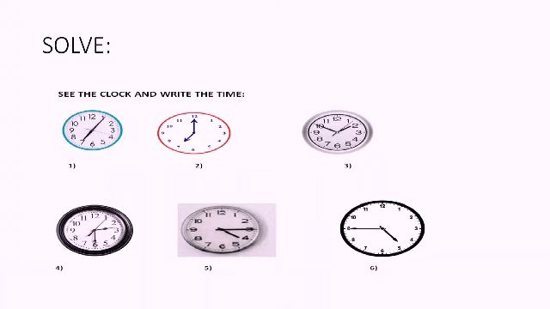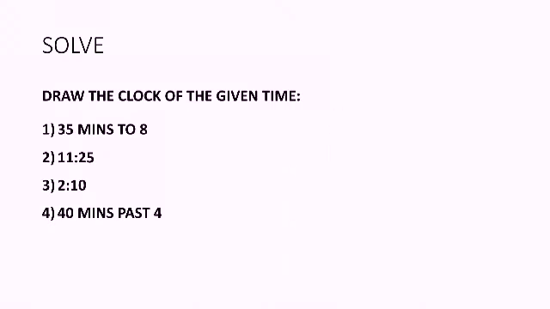Okay, here are a few diagrams of clocks. You will look at this diagram and write the time. This is a practice of what I have taught you today. So look at these clocks here and tell me the time. Okay, here are a few more questions. Here the time is given. You have to draw the clock for the given time.